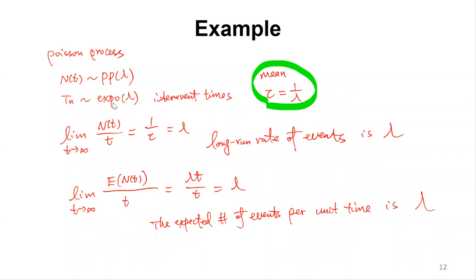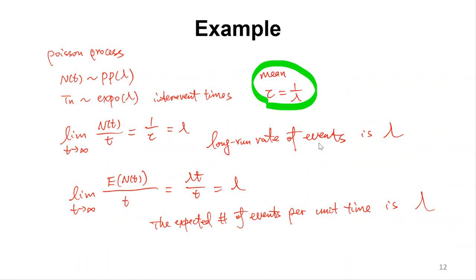Now, let's have a look at an example. For the Poisson process, N(t) equals the Poisson process with rate lambda. So this is a count. And T_n is exponential. The inter-event time is exponential. So the mean is actually tau equals 1/lambda. So the long-run renewal rate equals lambda.